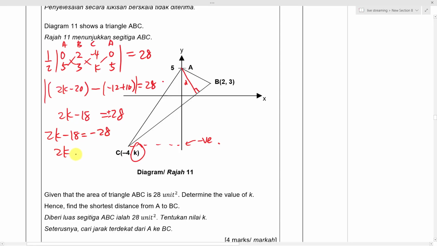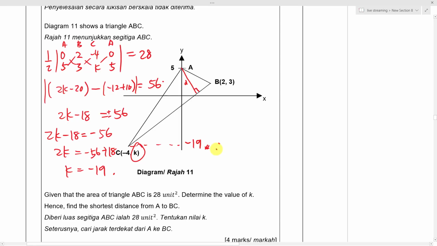So 2K will equal plus or minus 56. Why do I get 56? Because when I move the half to the other side, it multiplies by 2. So it's negative 56 plus 18. So K should equal negative 38, so negative 19. Yes, K is negative 19, it makes sense.